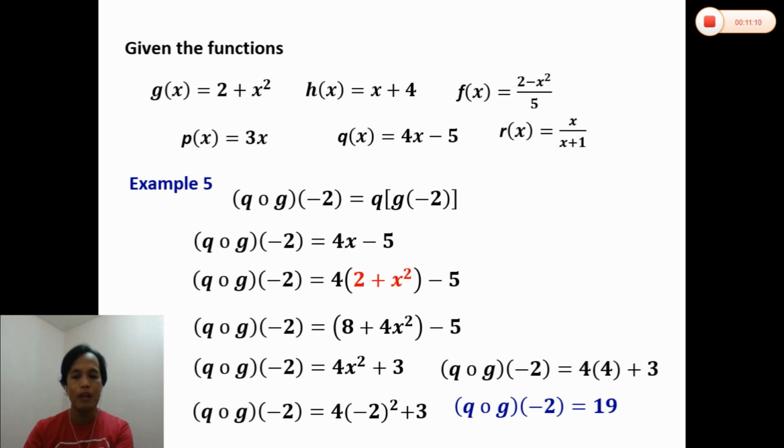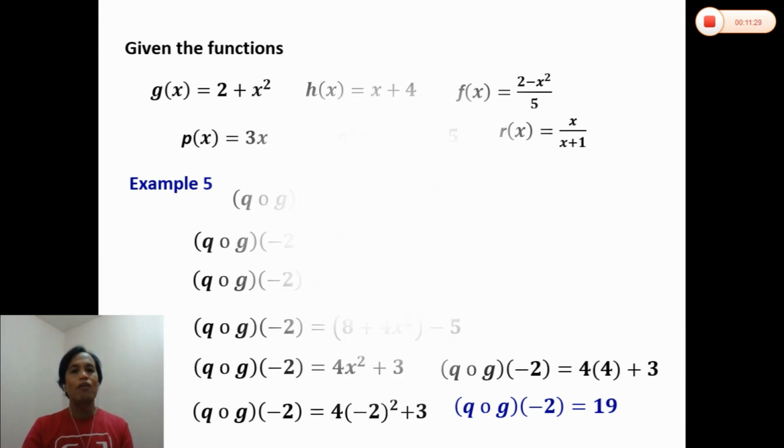So that's it. Soon I will be presenting to you more challenging examples about these different operations with functions. So I will be presenting examples about addition, subtraction, multiplication, division, and composition of functions.